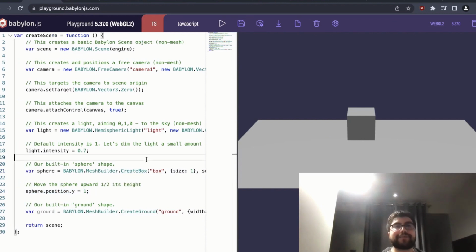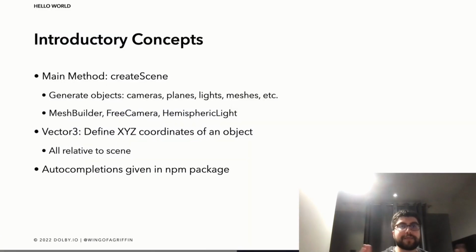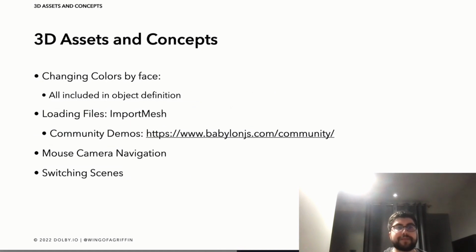I highly recommend that you start off just playing directly with this BabylonJS playground and seeing what works best for you and what makes sense for you, how you can get comfortable, what you want to build, and just getting started this way. So now that we've gone over those introductory concepts, we can start talking a little bit more about 3D assets and these different concepts, where you can do things like changing colors, which are all included directly inside an object definition. You can load different files in so that you can import different meshes, and you're able to, again, do things like camera navigation with the mouse and being able to switch scenes.